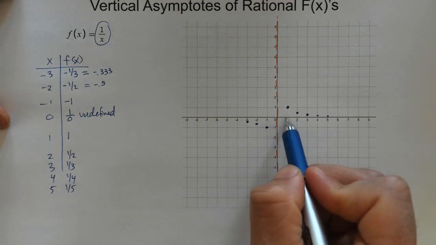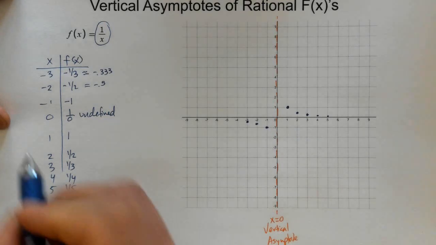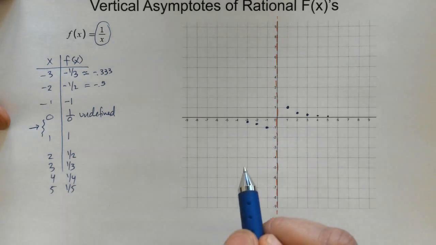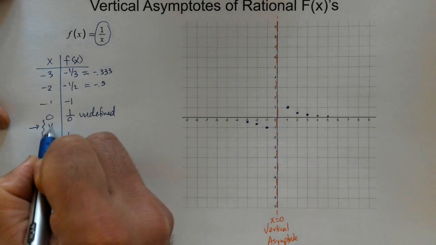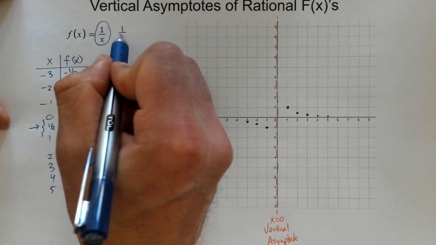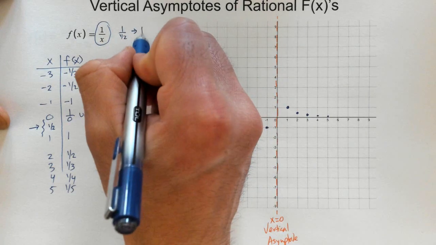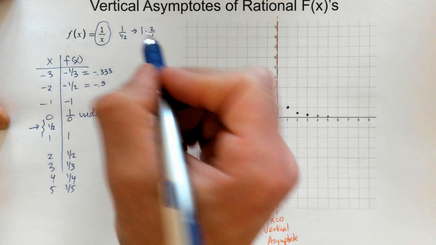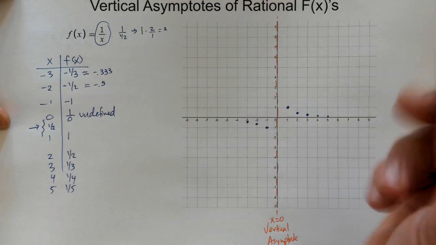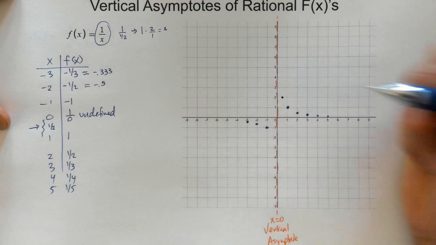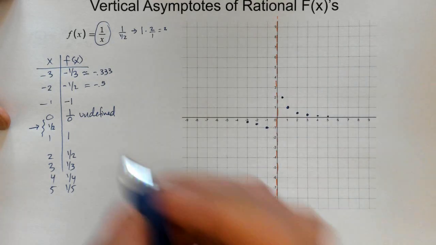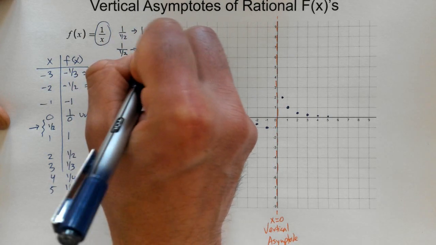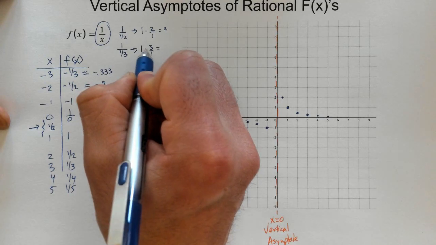What happens as I get closer to 0? What happens if I plug in numbers between 0 and 1? If I plug in 1/2, 1 divided by 1/2 is the same thing as 1 times 2/1. When you're dividing a fraction, it's keep, change, flip. And 1 times 2 is equal to 2. So at 1/2, I go to 2. What happens when I plug in 1/3? Well, 1 divided by 1/3 turns into 1 times 3/1. Keep, change to multiplication, and flip the fraction.